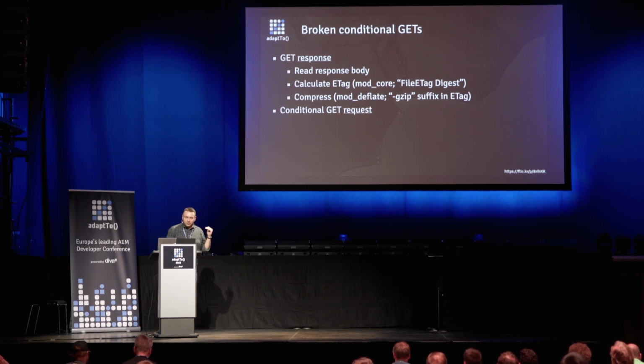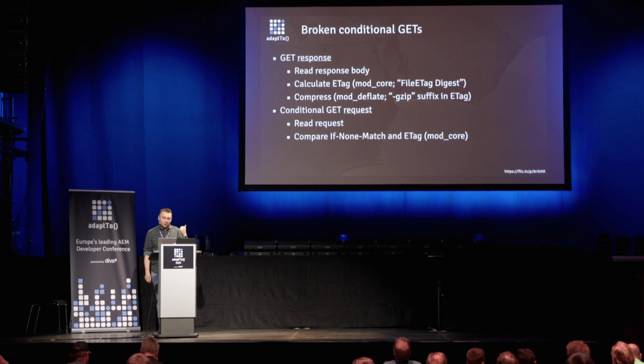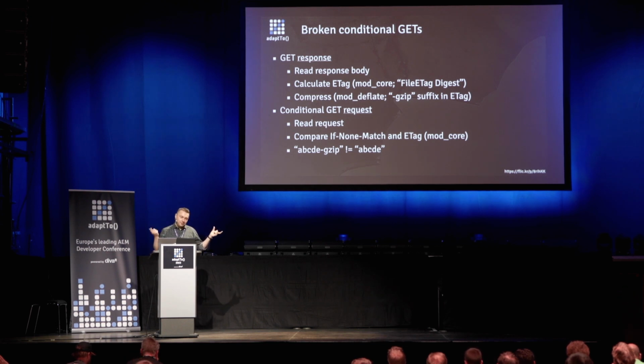But what happens when the second request comes in? Of course, Apache, it's not even the dispatcher, it's Apache itself. It reads the request, then mod_core kicks in, and it compares the value from the If-None-Match header, and it calculates the checksum of the body again. And in this case, in our header, we had ABCDE-gzip, and of course, the content of the file is not compressed. It's going to be just ABCDE, so they do not match, so we can't return 304.